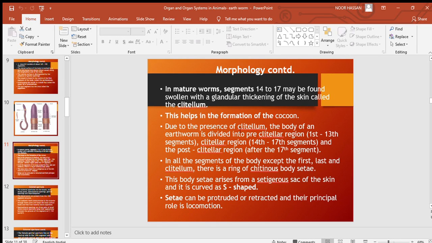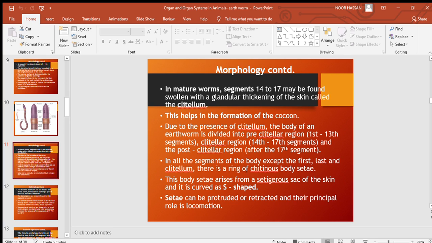So, because of the presence of the clitellum, the body of the earthworm can be divided into three regions. Before the clitellum is the preclitellar region, from the 1st to the 13th segment, and the clitellar region, which refers to the segments from the 14th to the 17th. And after the 17th segment, that region is called the postclitellar region.